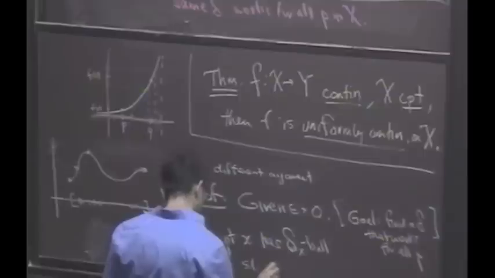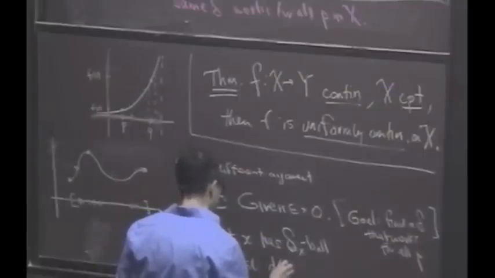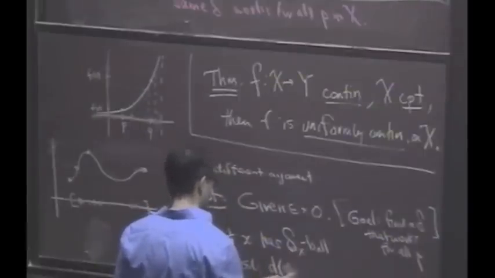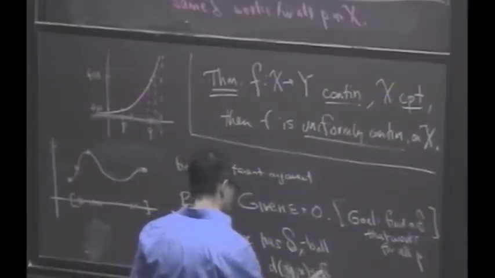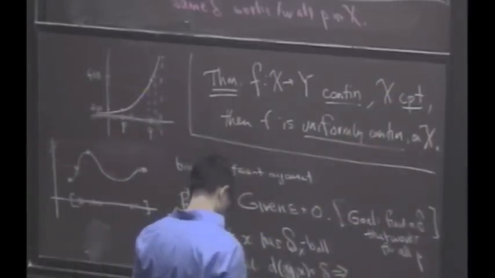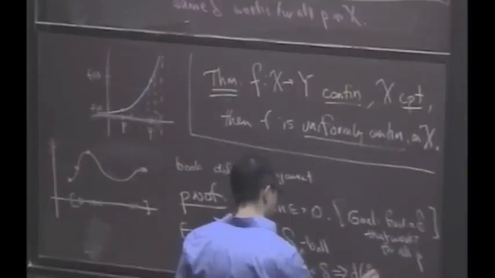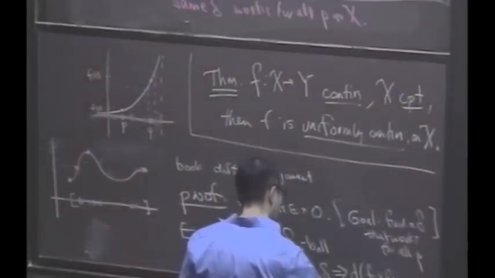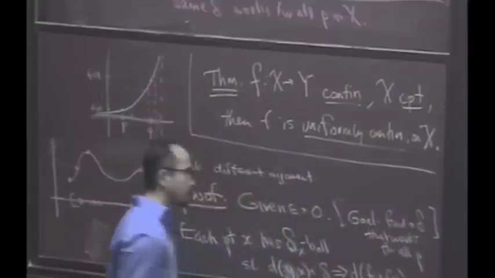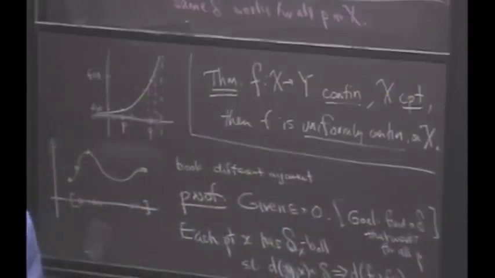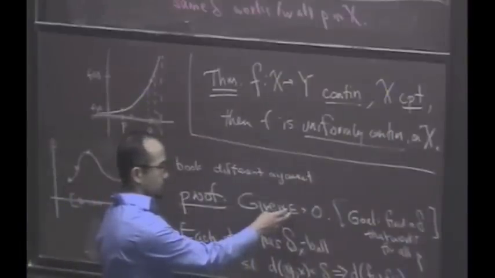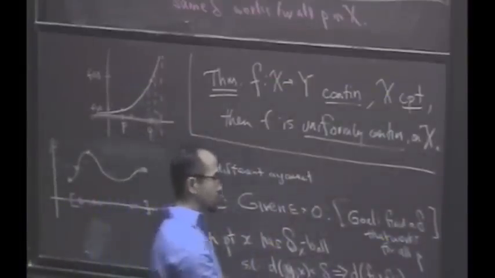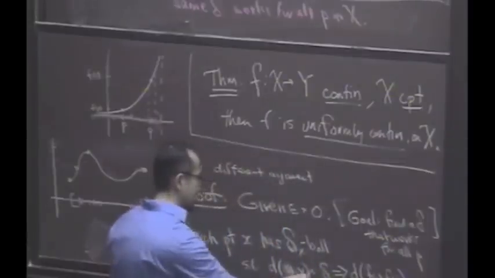Such that if I look at the distance from any other point y to x and demand that it's less than delta, then in fact the distance between f of y and f of x is less than what? It's less than anything I could possibly name. If I wanted to, I could put epsilon here, and I could find a delta that works.